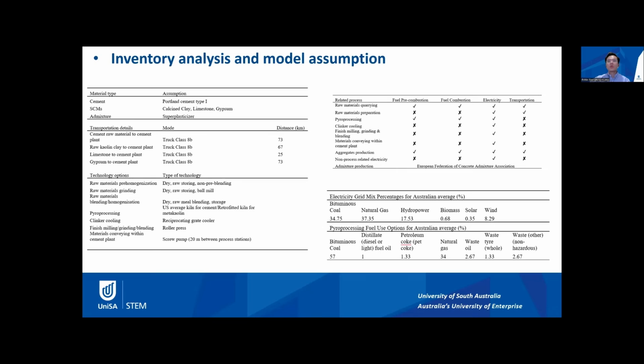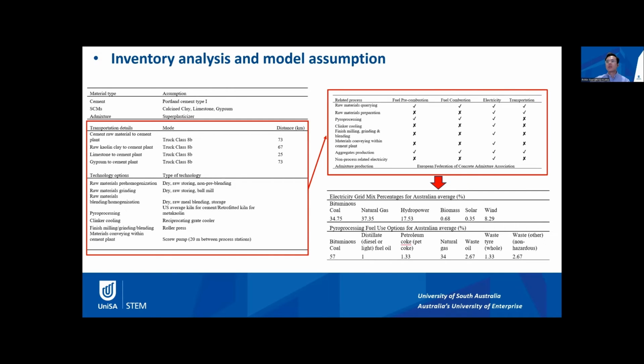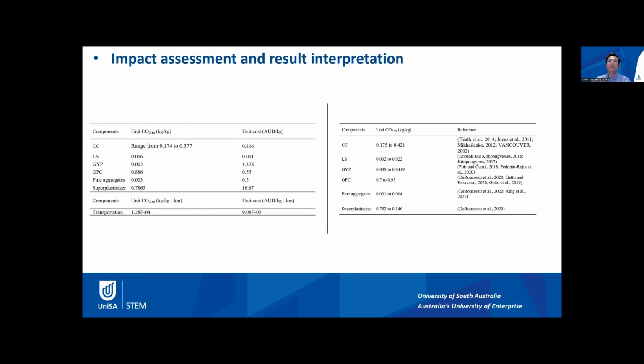The LCA model used four major processes for emission calculations, namely the fuel pre-combustion and combustion, electricity consumption, and transportation of the material. In addition, non-process related activities, such as on-site transportation and lighting within plants, also contribute to the emissions. Following is the Australian average electricity grid percentage and power processing fuel used for global warming potential calculations.